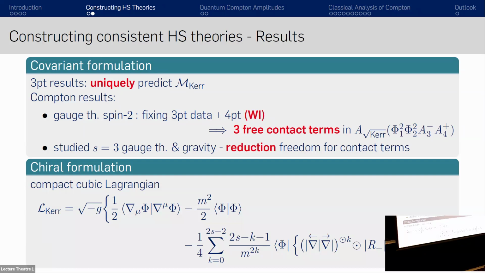So yeah, let's just say the results. From the highest spin, the tensor field construction, we found that we were uniquely able to predict these 3-point amplitudes. We found that when you go to 4 points, after fixing 3-point data and also imposing Ward identities at 4 points, we find a reduced set of contact terms in this, this is in the gauge theory. So at 4 points for spin 2. And then as you go higher in spin, okay, the numbers grow, but it's still reduced compared to the full freedom that you could have.